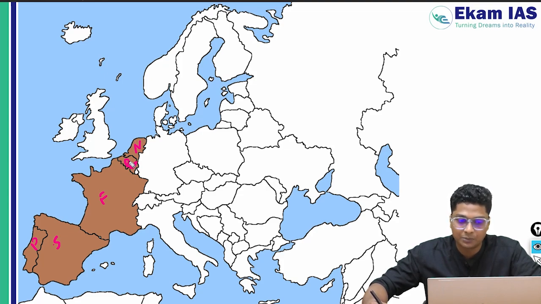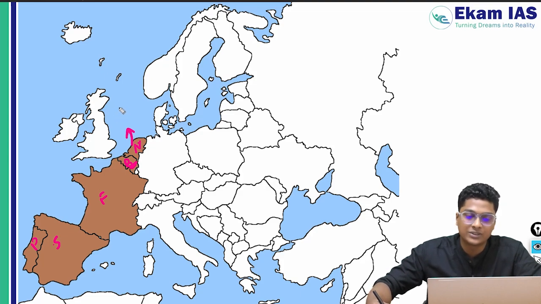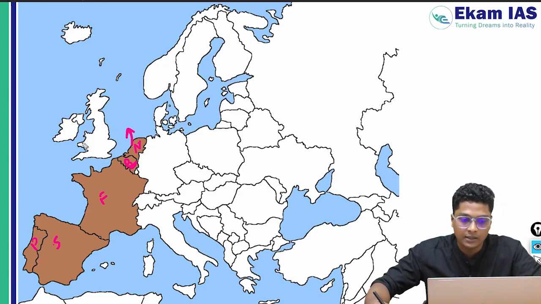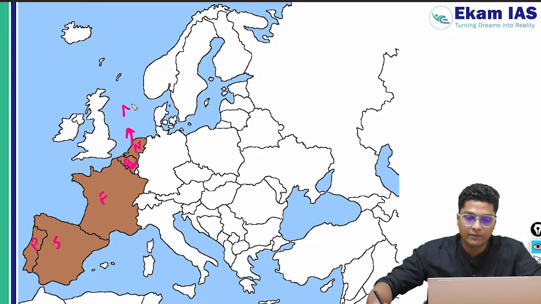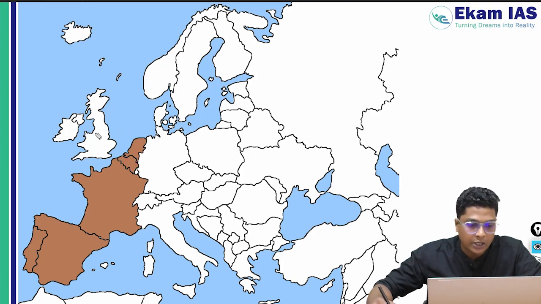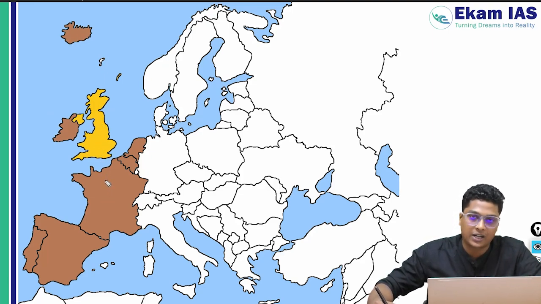Remember, Belgium and Netherlands both are open to this sea. Can you guess it? We have seen earlier, north of the UK we have the North Sea. So Belgium and the Netherlands both are open to the North Sea. Now here we can see this nation, which we have seen earlier. This is the UK. So the UK is separated from France through the English Channel, which we talked about earlier.